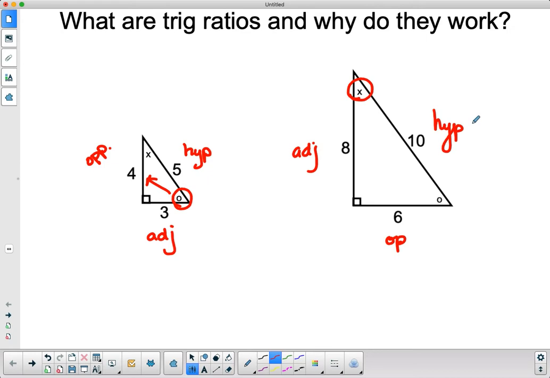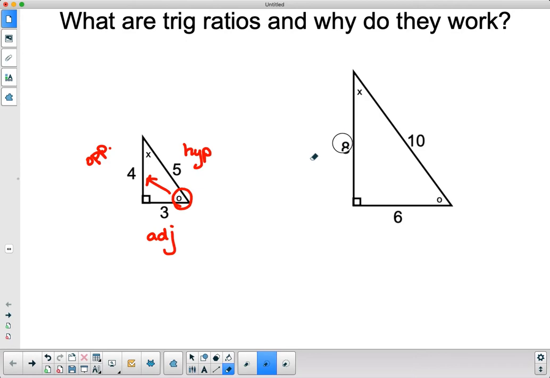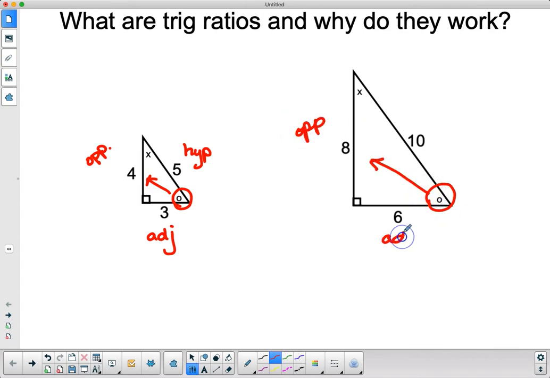Now we're just going to look at the numbers of these things. And we're going to deal with angle O. So I'm going to take the eraser and erase this stuff that I put on here. And we're only going to deal with angle O. So I'm going to mark on here the same as I did before. This is the opposite, this is the adjacent, and this is the hypotenuse.